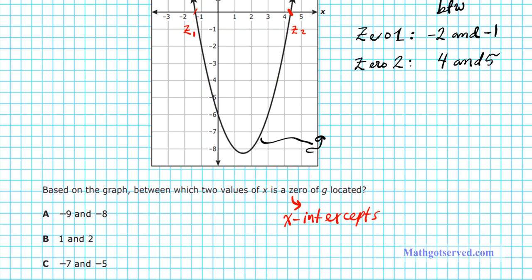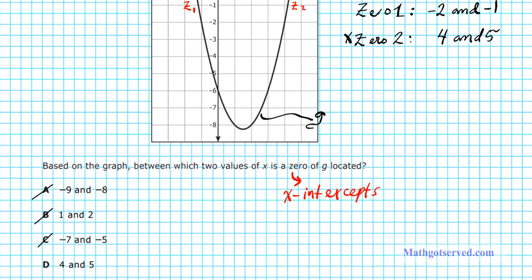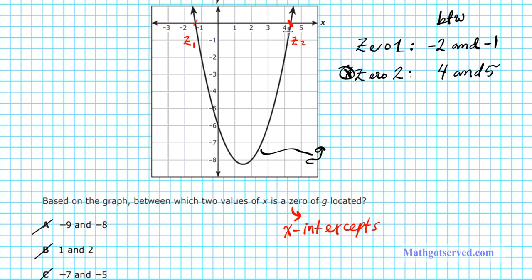So let's look at our options. -9, -8, we don't have that there. Scratch that. 1 and 2, we don't have that in our options. Scratch that. -7 and 5, that's a trap. -7 and 5 represents a point that's around the y-intercept. We are not asked for the y-intercept here, so this is not applicable. And then option D, 4 and 5. Voila, we have a match right there. Okay, so option D is referring to zero number 2, because it intersects the x-axis between 4 and 5.